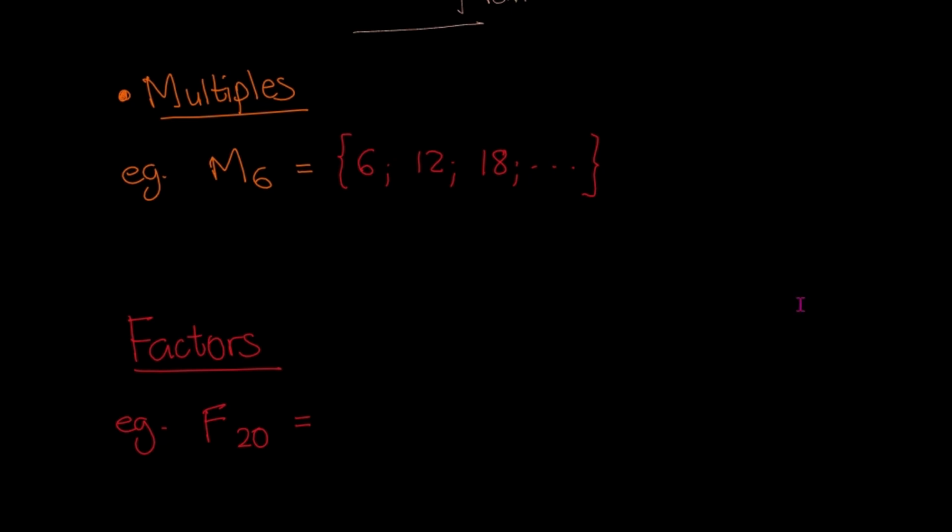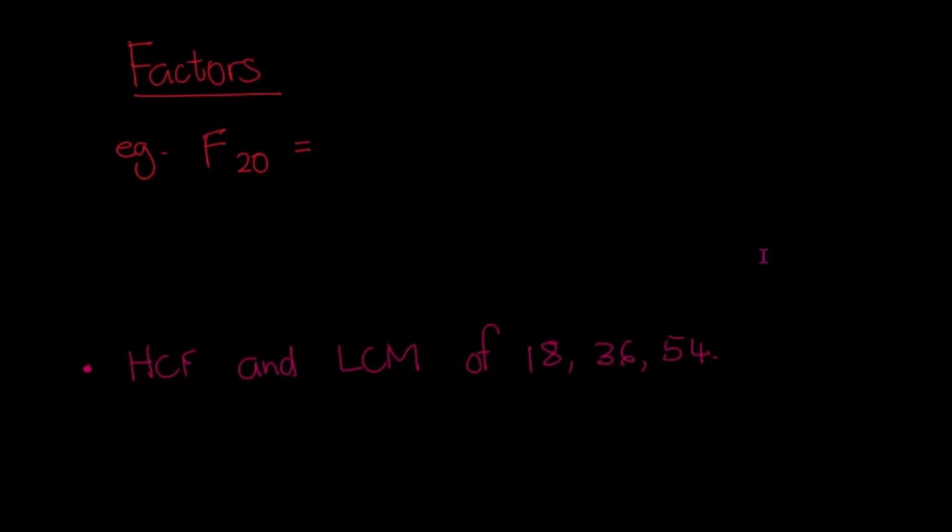Okay, then factors. Here we have factors of 20. Remember, factors are numbers that go exactly into the number you're working with without a remainder. So all the numbers that will go exactly into 20 are your factors of 20. So in this case, we have 1. 1 is always a factor.